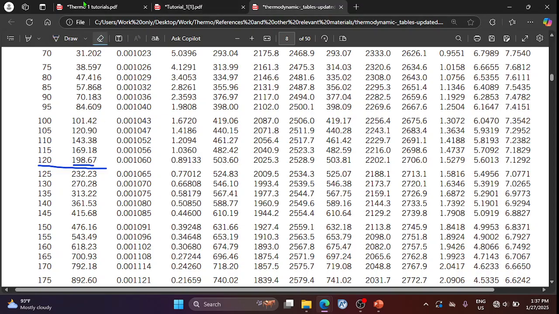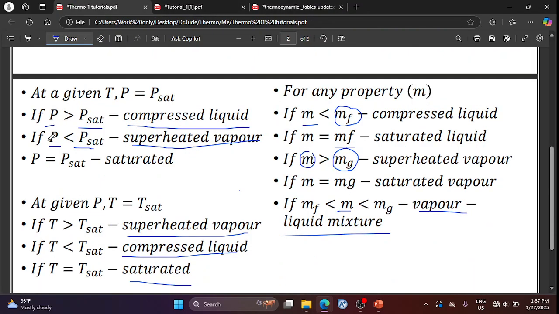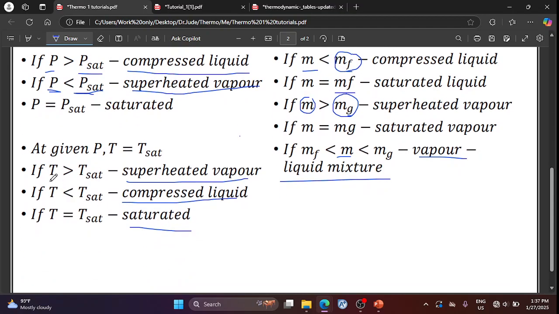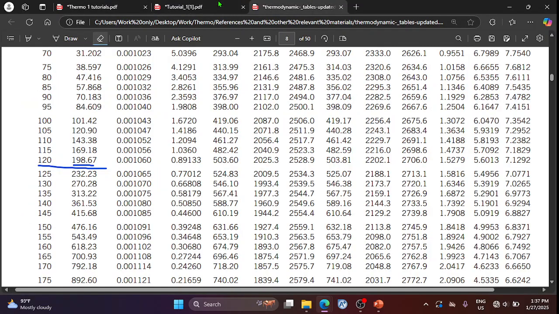So sorry for the mix-up. So it's just what we are saying here. Our P from the question is less than the P sat from the table. So it's superheated vapor. In the same way, our T from the question was more than the T sat from the table. So it's a superheated vapor.